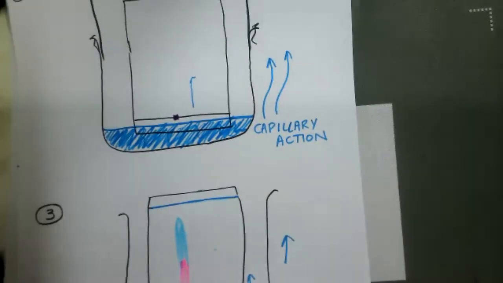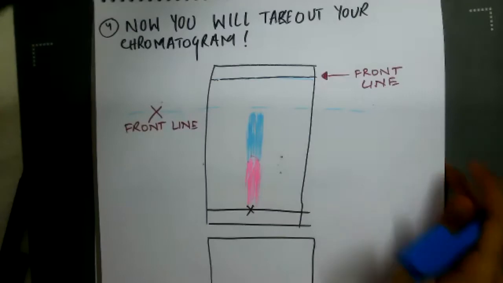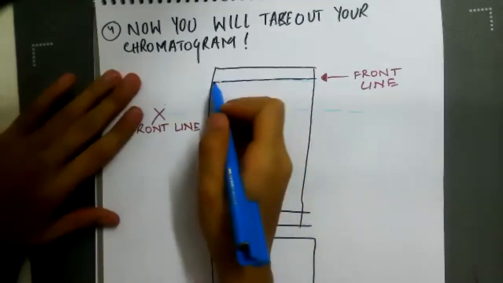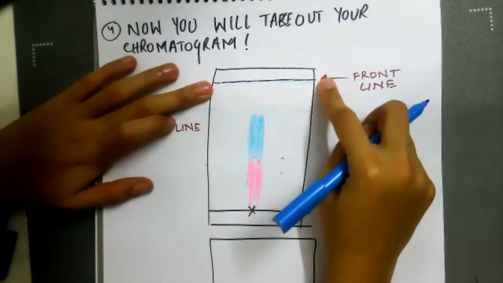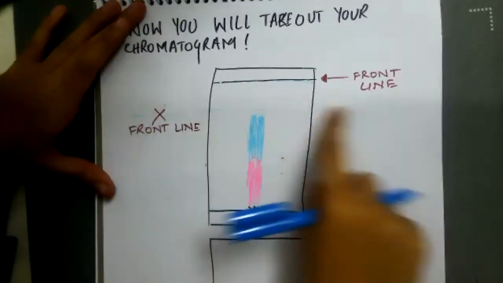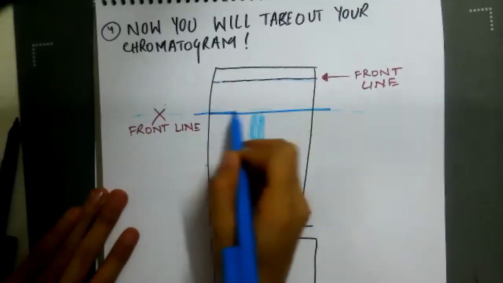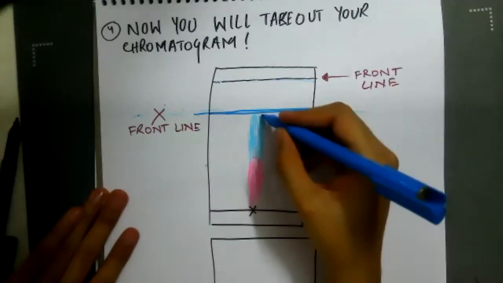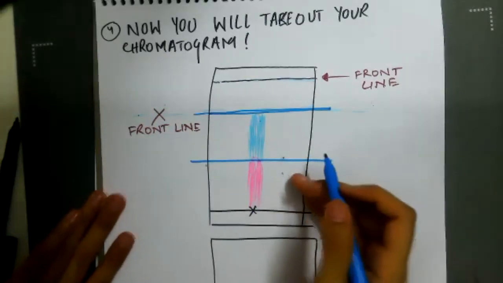Okay, then I'm going to take out my chromatogram, and this is going to be the front line. The front line is, as I told you, till where the water reached, and don't confuse it with the top of the color. So if you take this level, this is actually the rise of the blue color. This level is the rise of the pink color.